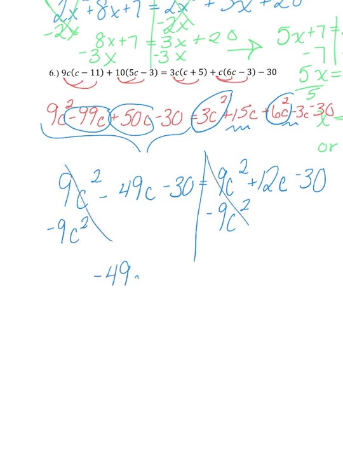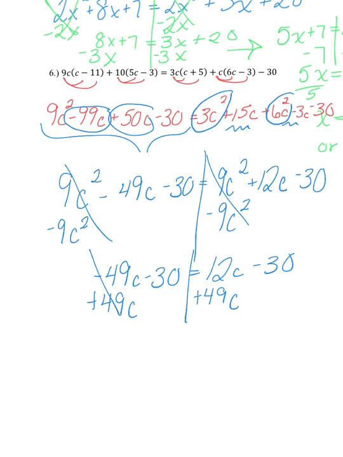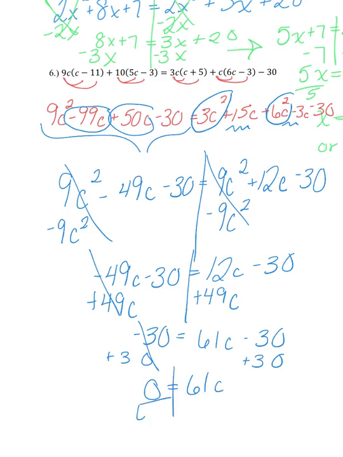Bring down the rest of my problem here. You know what? Let's actually add the 49c over because I prefer to have a positive coefficient. I don't know about you guys. But I get negative 30 is equal to, let's see, 61c minus 30. And then we'll add 30 to the other side. And if you notice, that's going to give me 0 is equal to 61c. And if you divide by 61, we get that c is equal to 0. So all that work just to figure out that c is 0.